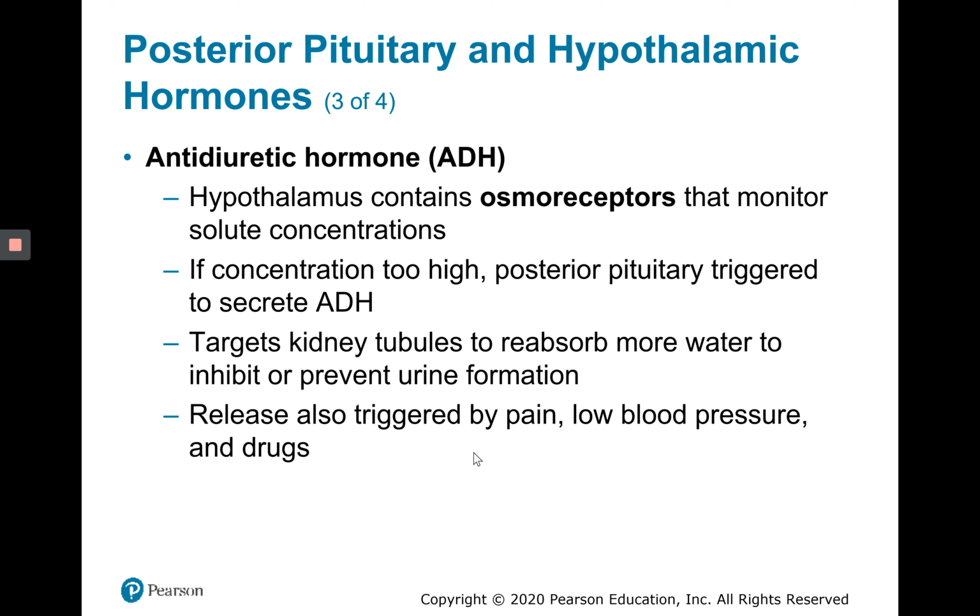Now, generally this targets kidney tubules and tells them to reabsorb more water. So ADH targets kidney tubules and tells them to reabsorb more water in order to dilute those high solute concentrations. And this generally will inhibit or prevent urine formation. But the release of antidiuretic hormone is also triggered by pain, low blood pressure, and drugs.